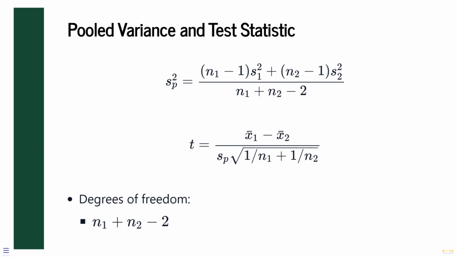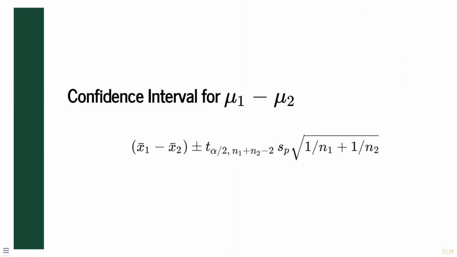For the pooled test, we first compute a pooled estimate of the common variance. Then we use that pooled standard deviation in the t-statistic. The degrees of freedom are n sub 1 plus n sub 2 minus 2. A confidence interval for mu sub 1 minus mu sub 2 uses the observed difference in sample means plus or minus a critical t value times the pooled standard error.